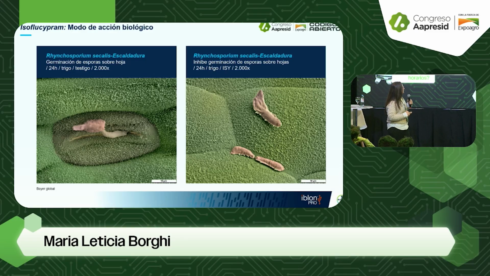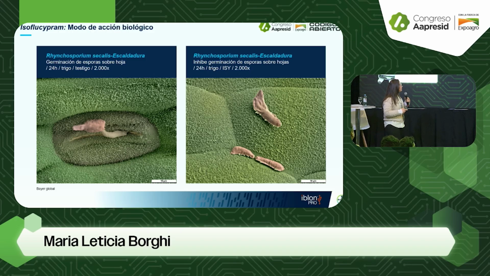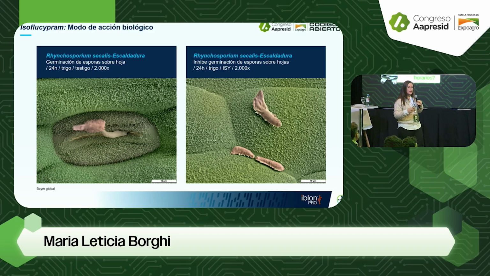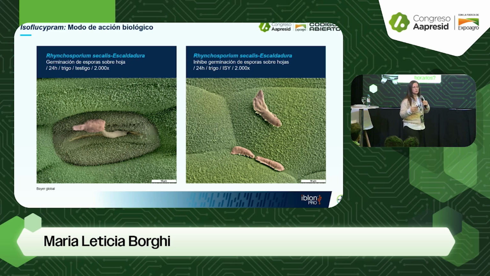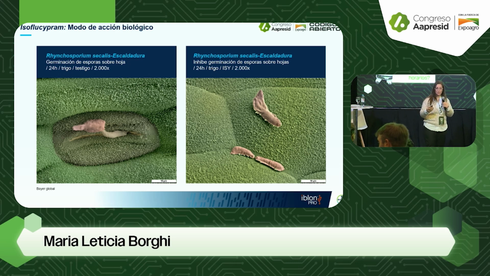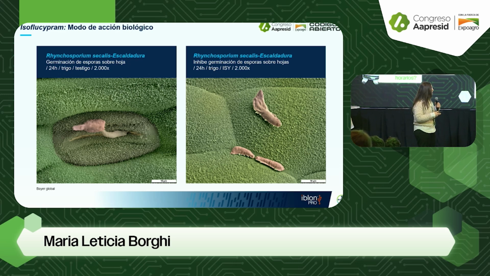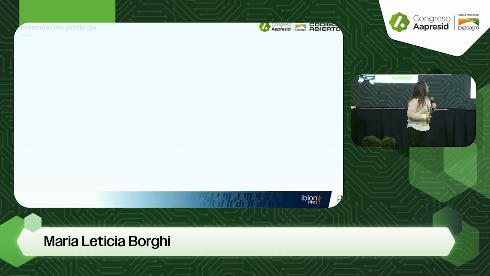In this case it is Rhynchosporium secalis, and likewise this is the fungal spore which is beginning the infection process, and at the time of application of isoflucipram, germination is arrested, and so is the fungal entry into the plant tissue. That is how isoflucipram acts within Iblon Pro.